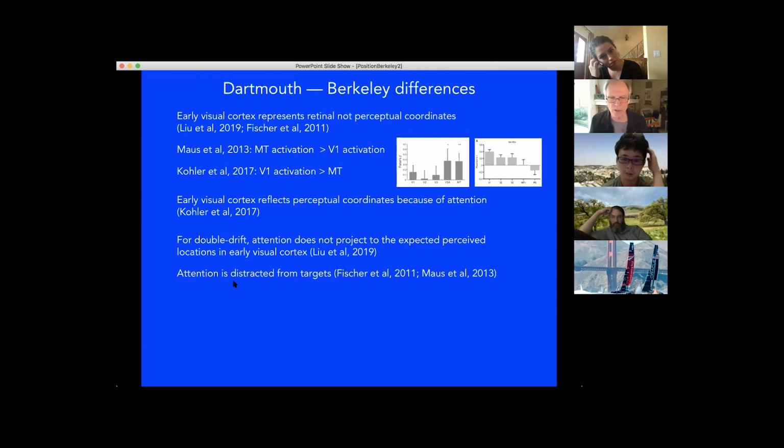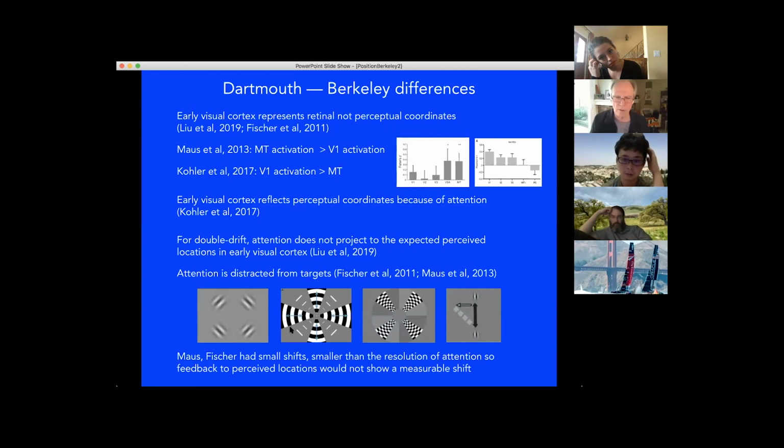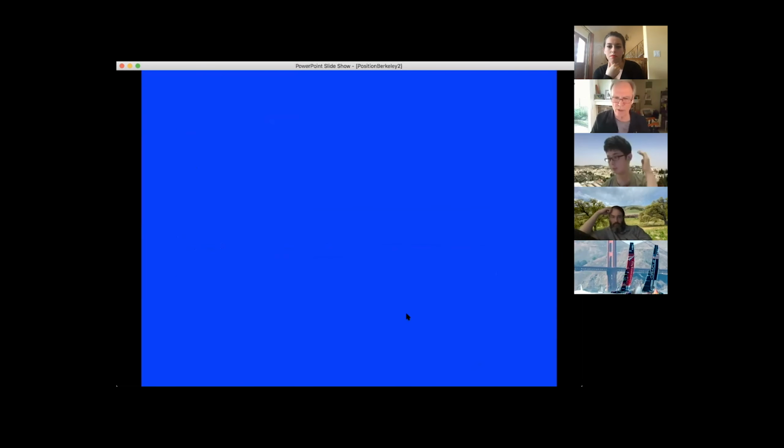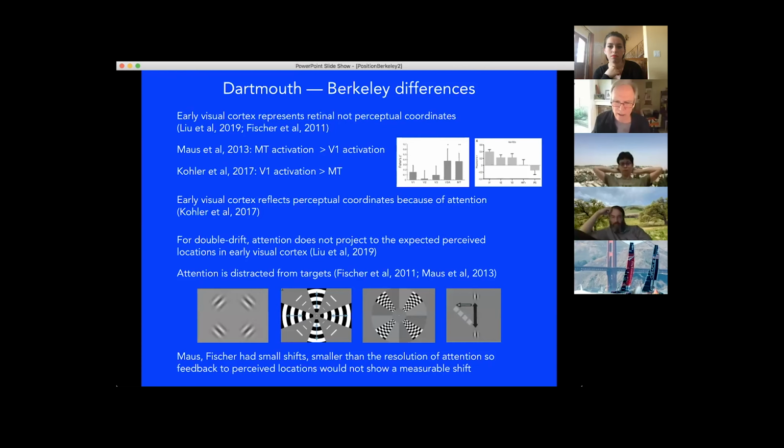For Peter Kohler, this one, I keep pushing the wrong thing. Okay, I begin to do this very carefully. Okay, here we are. This guy, Kohler, this shift was 1.7 degrees at 8 degrees eccentricity. And for Liu, the shift was 5 degrees at 8 degrees eccentricity. So this endpoint is 5 degrees visual angle away from the physical.